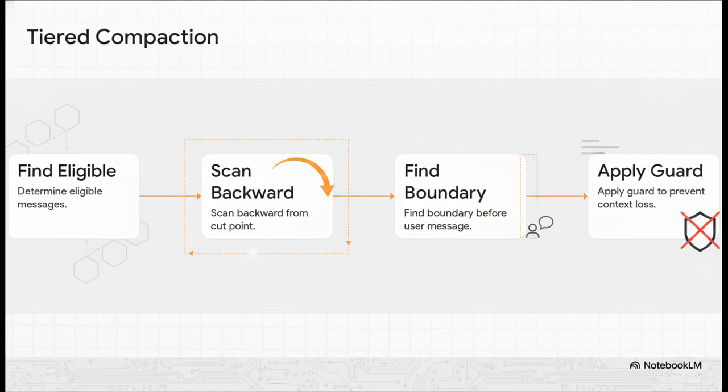Furthermore, notice that last step, the compaction guard. This is a mechanism that halts the summarization entirely if no valid messages are eligible. It completely prevents the disastrous scenario of sending a blank summary to the model and wiping out its working memory. Because yeah, giving your AI an incurable case of amnesia is definitely not best practice.